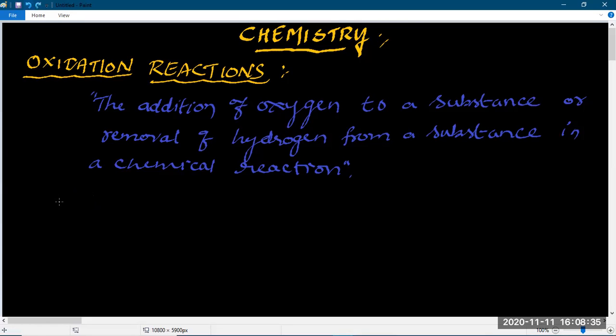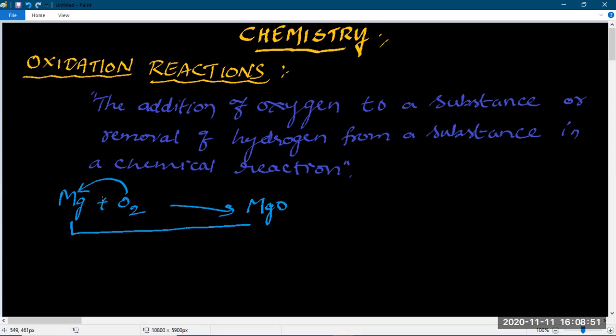Let me give one best example of oxidation. Look here, if magnesium burns in the presence of oxygen, oxygen is added to the magnesium and it becomes magnesium oxide. So here magnesium undergoes oxidation because addition of oxygen takes place. When addition of oxygen to a substance takes place, that substance undergoes oxidation. This is the definition. And when you burn copper in the presence of oxygen, it gets converted into a black compound called copper oxide. Here copper undergoes oxidation.